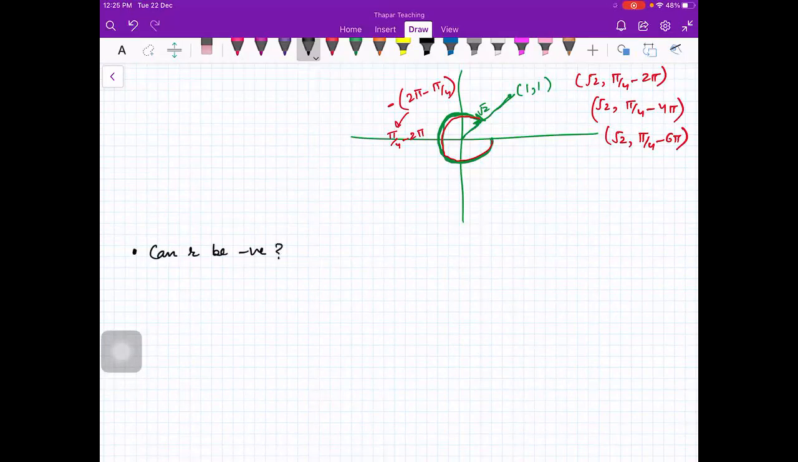What do you think, beta? Can anybody tell me? Can r be negative? No, ma'am. Actually, it depends on convention. Most of the time we don't take r negative, but if we want to plot the graphs, then it is better that we allow r to be negative.